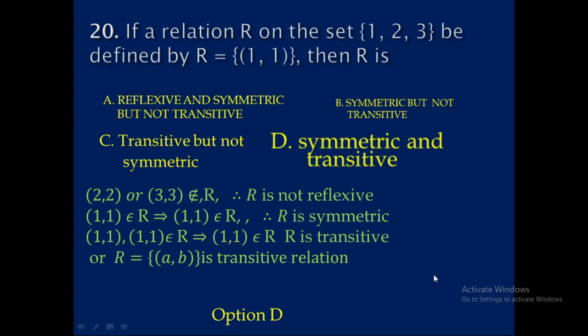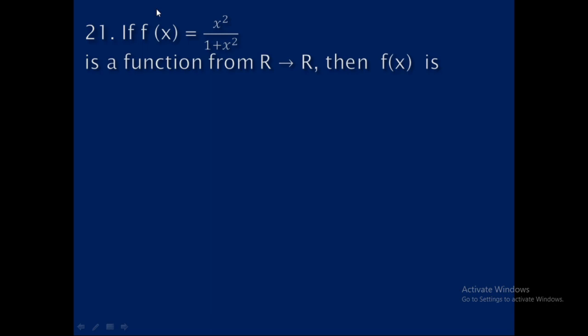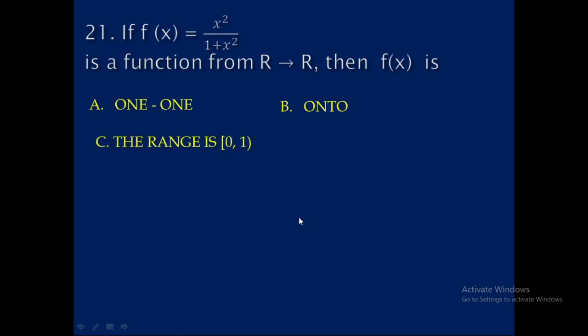The next example, the 21st question. If the function f of x is defined as a real valued function, x square divided by 1 plus x square, a function from real numbers to real numbers, then f of x is: option A, one-one function; option B, onto function; option C, the range of this function is the semi-open interval 0 to 1; and option D, one-one and onto.